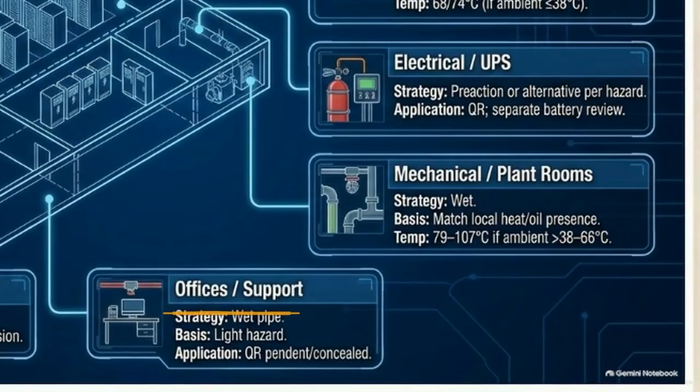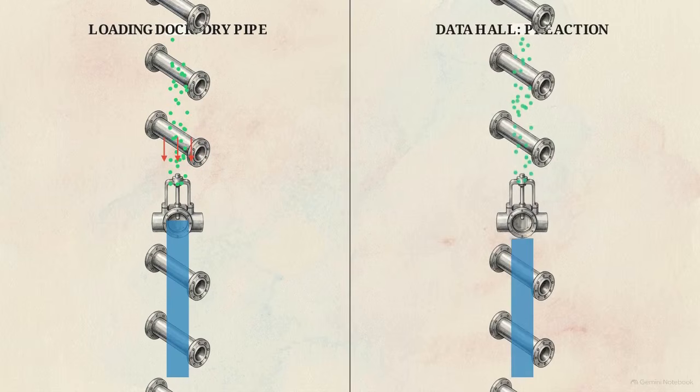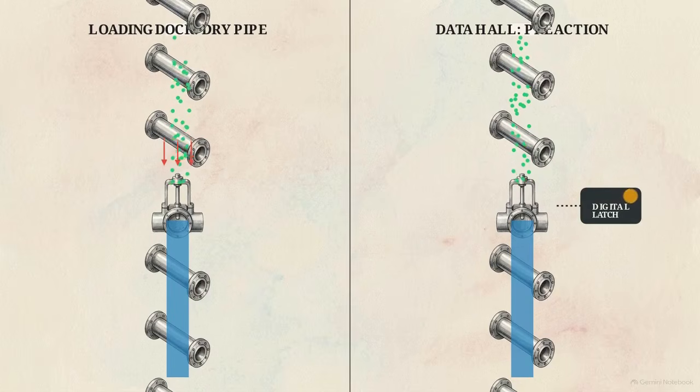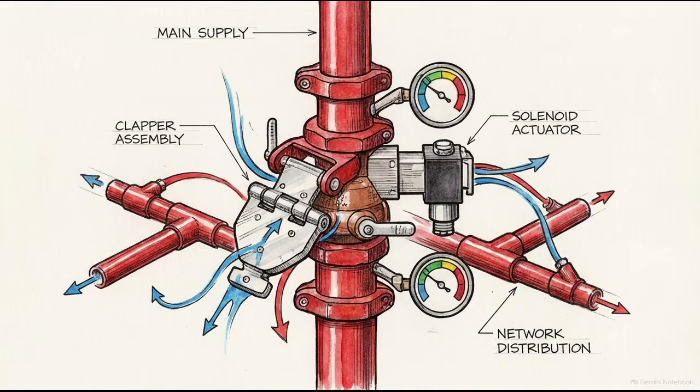Wet pipe systems protect conditioned support and mechanical spaces. Because water remains in the piping, they provide the fastest discharge when a sprinkler activates. For exposed areas like loading docks, dry pipe systems use pneumatic pressure to prevent freezing. In water-sensitive IT environments, preaction systems remain dry, requiring a specific detection signal to admit water. These pipe cross-sections define the three architectural states: constant water pressure, pneumatic supervisory pressure, and the normally dry detection-released state. The selection of the system determines the latency of water delivery, which directly establishes the risk profile of the facility.